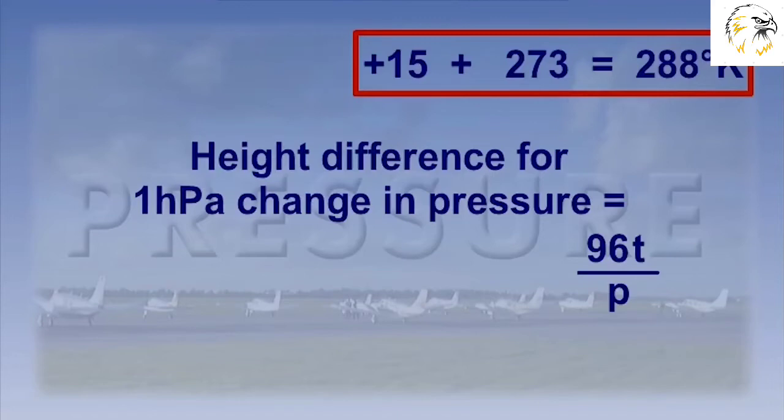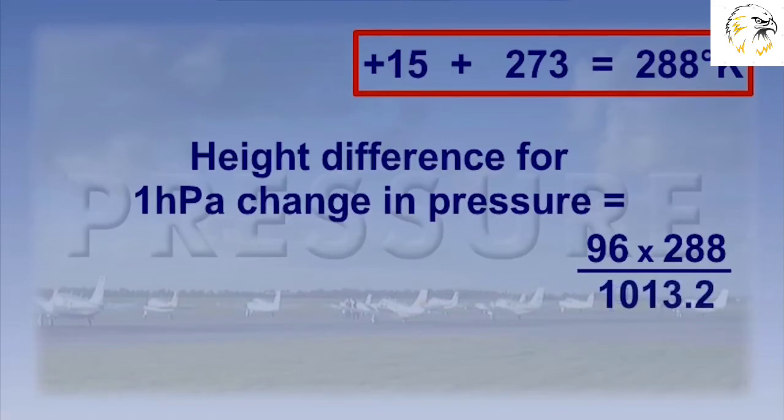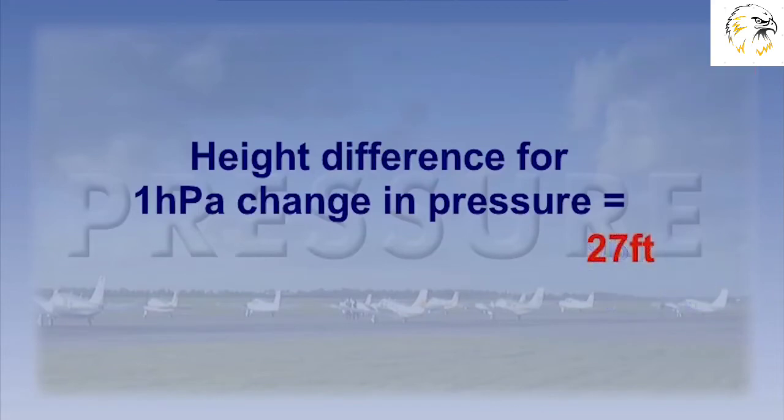For the value of T, remember ISA states that at sea level the temperature is plus 15 degrees Celsius. To convert to Kelvin, just add 273 to this value. Now we have 96 multiplied by 288 degrees Kelvin. The pressure at mean sea level, according to ISA, is 1013.2 hectopascals. The result now shows that a change in pressure of 1 hectopascal at sea level in ISA represents a height change of 27 feet.